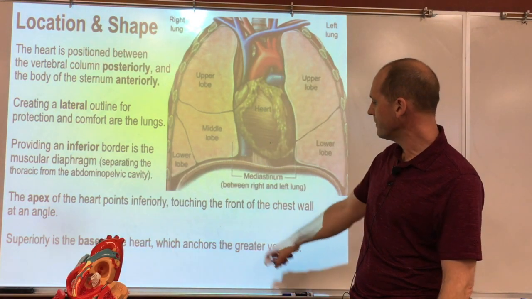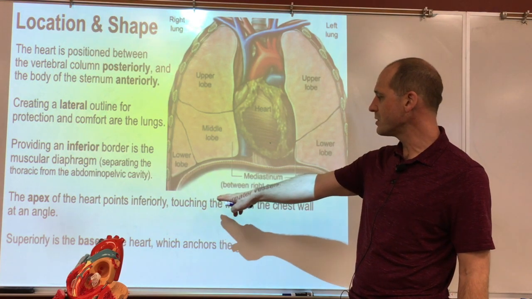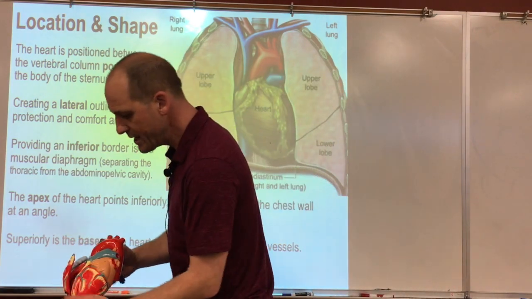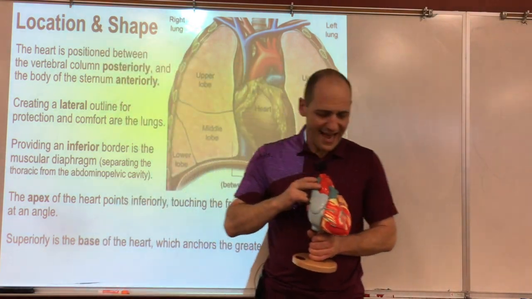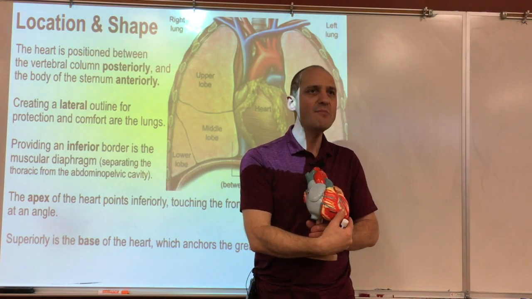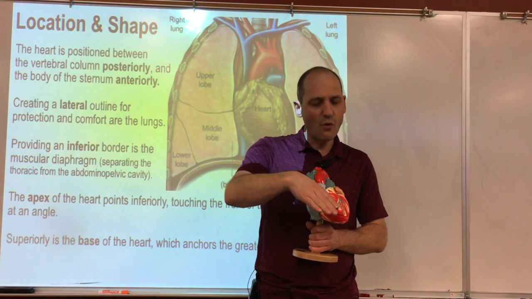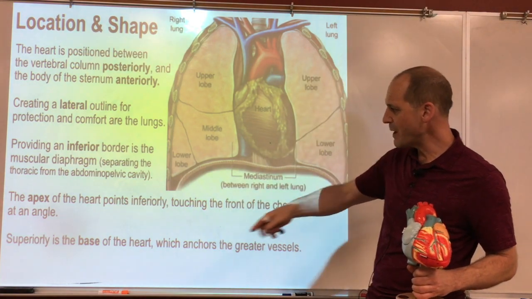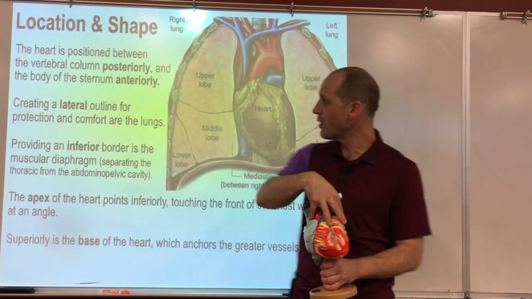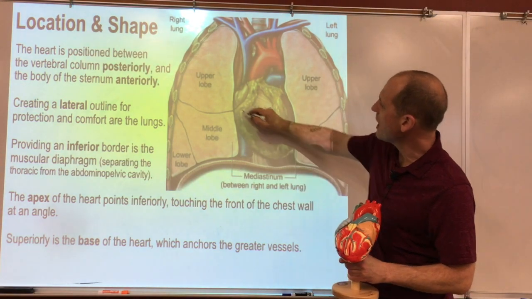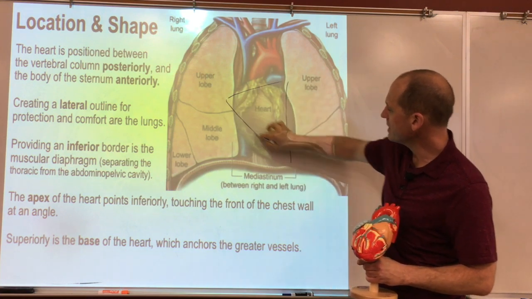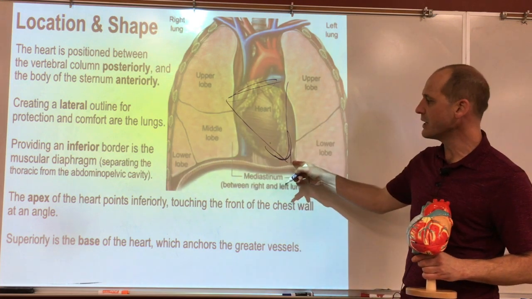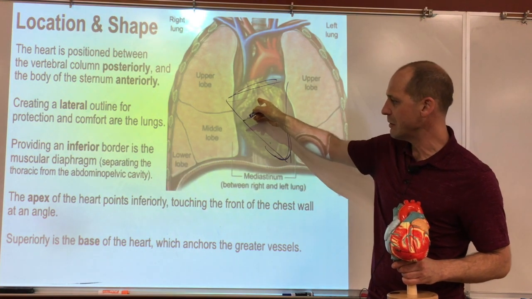The apex of the heart is touching the front of the chest wall at an angle. So when you look at the heart, it sort of lays in the body like that. The bottom part here is known as the apex, and it sort of goes forward, angling down a little bit, towards the chest wall. And the base of the heart is the top portion of the heart. You can visualize a little bit of a triangle here. Its tip is at the bottom and the top is much more broad. That's called the apex because of that, and the base is on top.